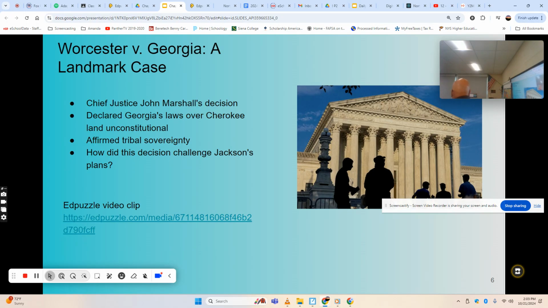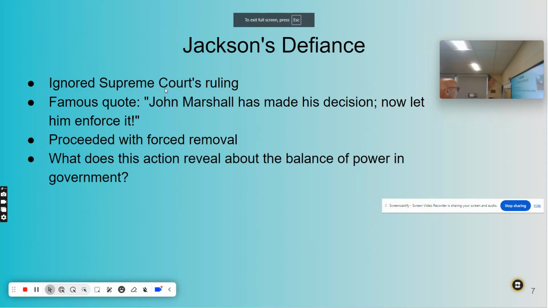Many made it, but it destroyed the life of Native American tribes from the American Southeast. Last slide, let's just take a look today at Jackson's defiance. He ignored the Supreme Court's ruling, and with his famous quote, he said, "John Marshall has made his decision, now let him enforce it." Jackson was effectively saying that I am going to disobey, I am not going to abide by this decision. They proceeded with the forced removal of Native Americans.